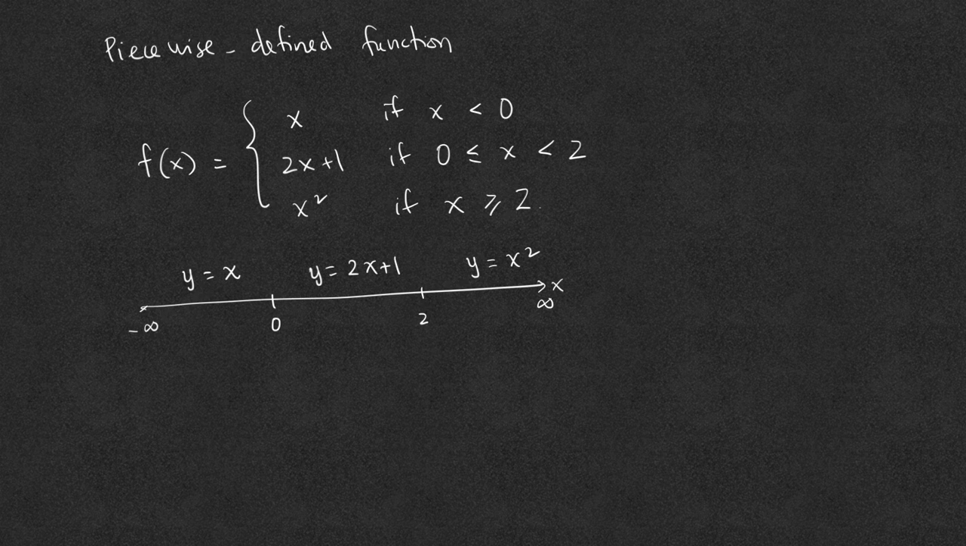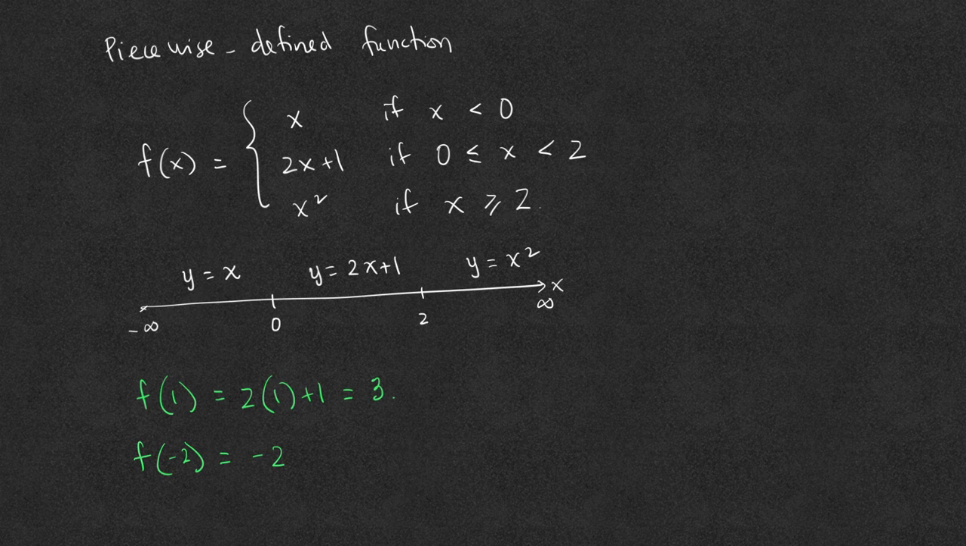When we evaluate a piecewise function, we have to pay attention to the domain. So for example, if we want to evaluate f of 1, which piece do we use? In this case, the input is 1, so it lives in between 0 and 2. We have to use the piece 2x plus 1 to evaluate this function. If we're asked to evaluate f of negative 2, then negative 2 is on the left-hand side of 0, so we have to use the first piece, which is f of x equals x or y equals x. So we plug in negative 2 into x. f of negative 2 is negative 2, and so on.